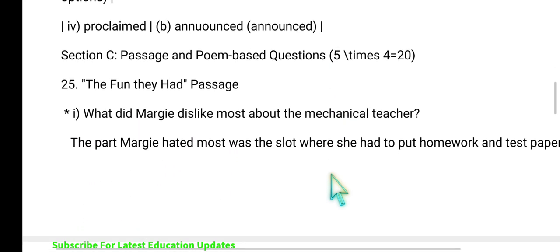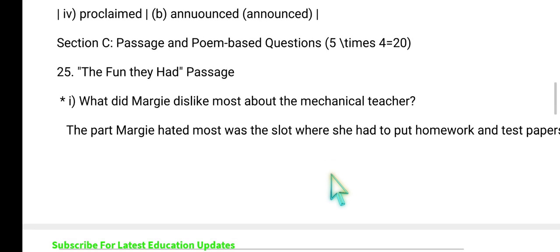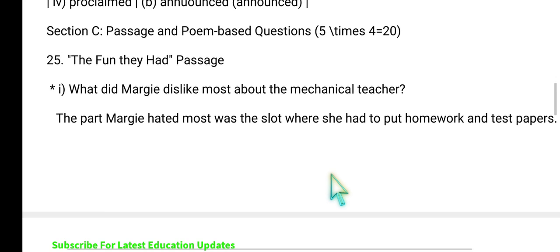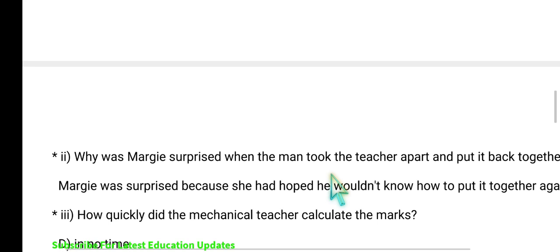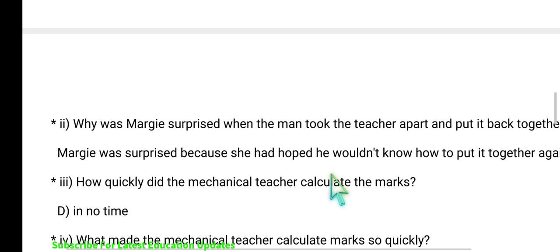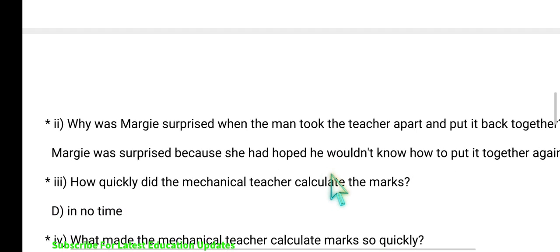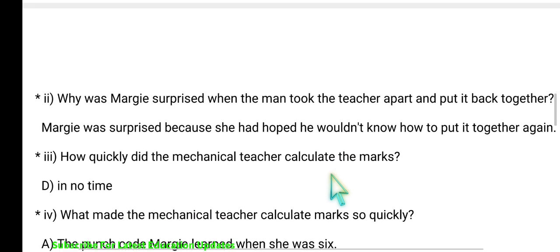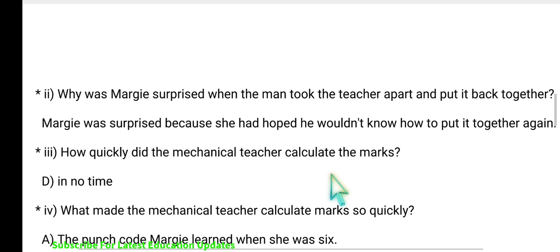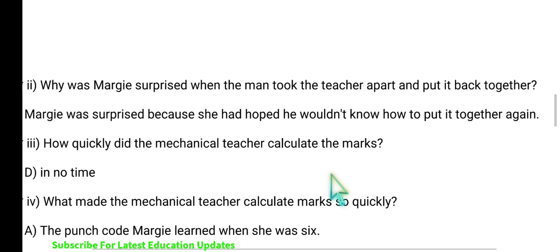passage, poem based questions. The Fun They Had passage. What did Margie dislike most about the mechanical teacher? Is put homework and test papers. Why was Margie surprised when the man took the teacher apart and put it back together? Margie was surprised because she had hoped he wouldn't know how to put it together again.